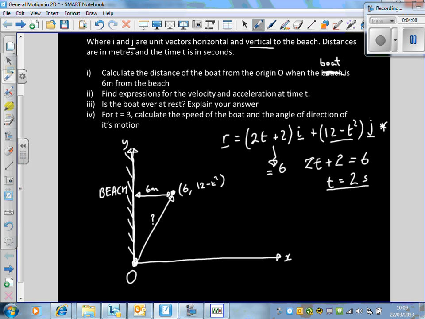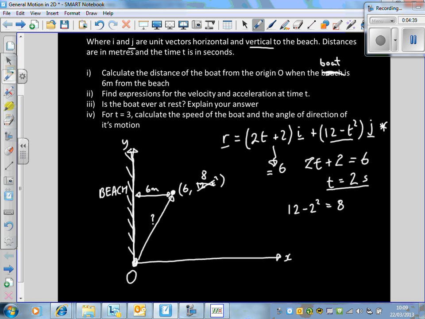Then, subbing t equals 2 seconds into the y coordinate will give us our y coordinate. So 12 minus 2 squared is 8. So this coordinate isn't 12 minus t squared now because we worked it out, it's 8. Does that make sense, what I've done there? Bit fiddly. The diagram really helped there.